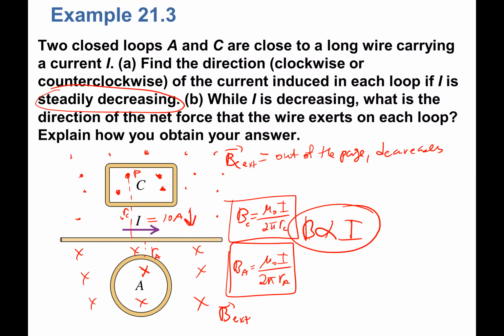Well, what would loop C then do? Remember, the loop C has a magnetic field out of the page and it is decreasing. It's going to try to fight that decrease, to oppose that decrease. How can it oppose the decrease? It can try to generate its own magnetic field to reinforce it. In order for it to reinforce the original magnetic field, it has to produce a magnetic field in the same direction as the original magnetic field. That means BC induced should also be out of the page.